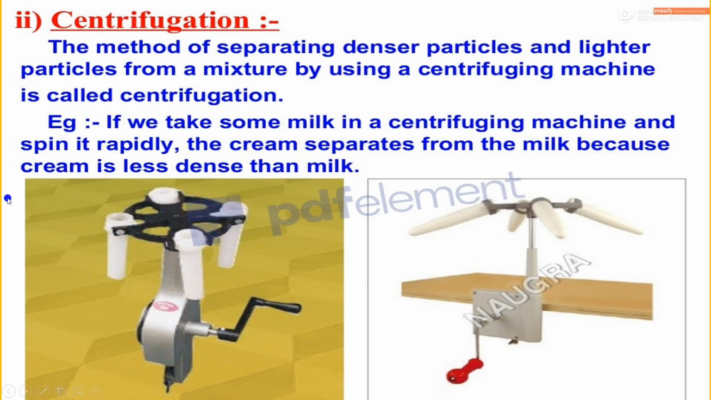Then centrifugation. The method of separating denser particles and lighter particles from a mixture by using a centrifuging machine is called centrifugation. For example, if we take some milk in a centrifuging machine and spin it rapidly, the cream separates from the milk because the density of cream is less than milk.